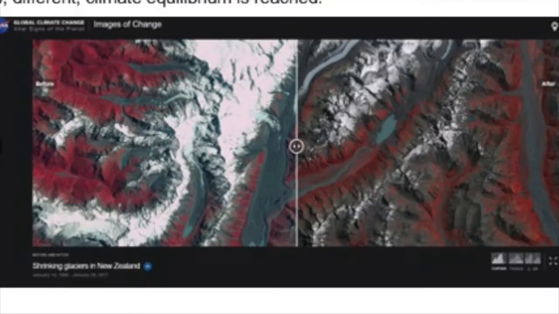So let's look at this figure. This is a glacier in New Zealand, and we can see what it was like before and after. These are beautiful pictures that you can find on the global climate website of NASA, and they try to show the impacts of global warming by looking at pictures from previous years and current years, and how the landscapes have changed, right?